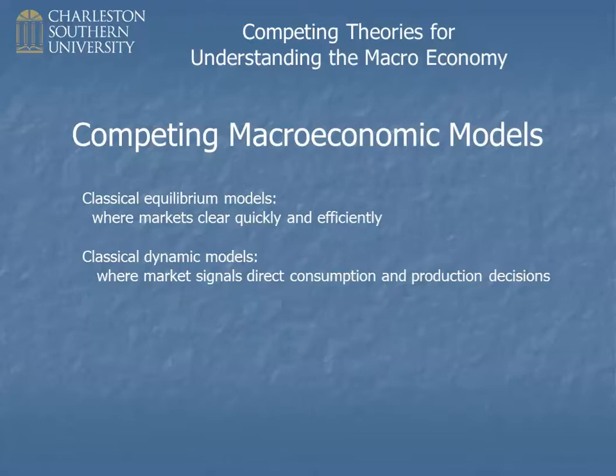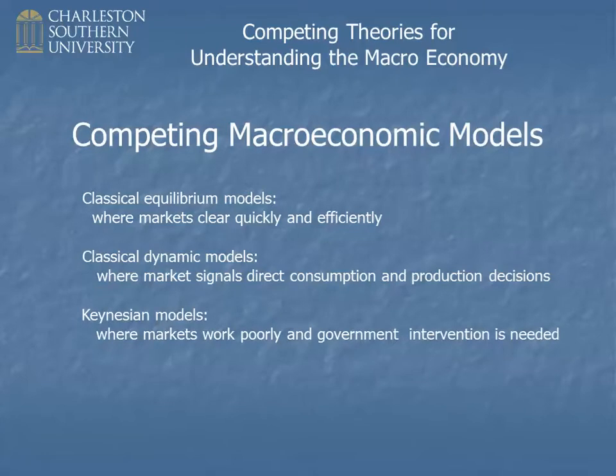Then the second kind of models that we'll study are also classical but more dynamic oriented. These are models where market signals direct consumption and production decisions. No one really says that markets don't do these things, but in these classical dynamic models this is emphasized, and they're not so much about equilibrium, they're about the process of signaling and directing resources to one place or another.